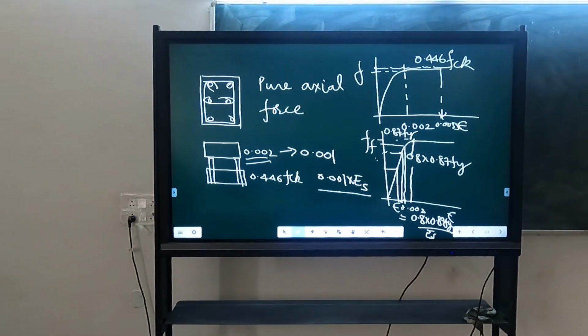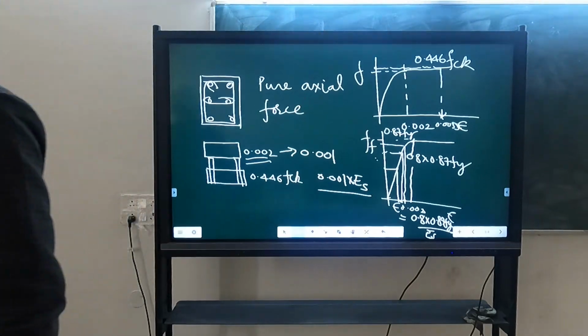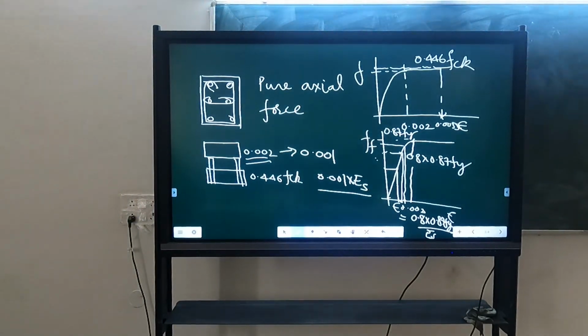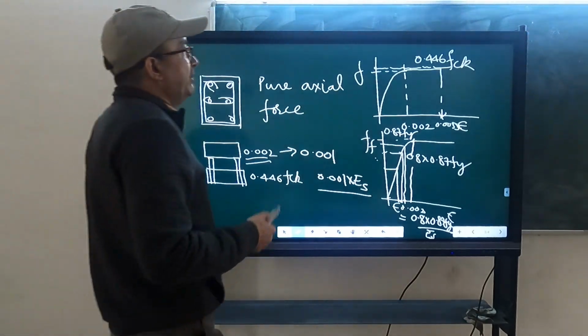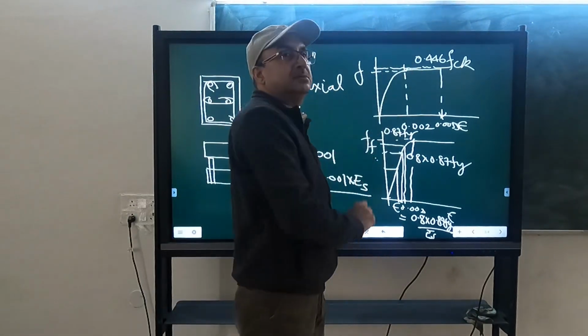See, why are we doing all this analysis? We want to calculate how much axial force my column can take. That's our objective. That's why we are doing all this strain distribution, assuming plane sections remain plane, everything. So the final objective is to calculate how much axial force my column can take. So I can go on increasing the axial force. Till when? It will fail. And when will it fail? When it reaches this stress.